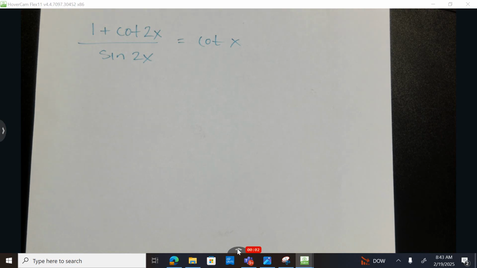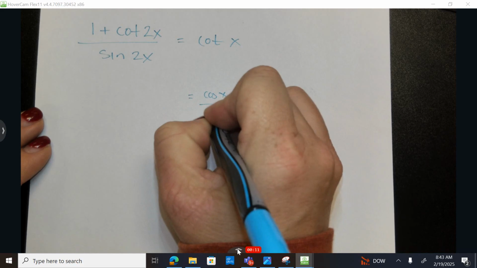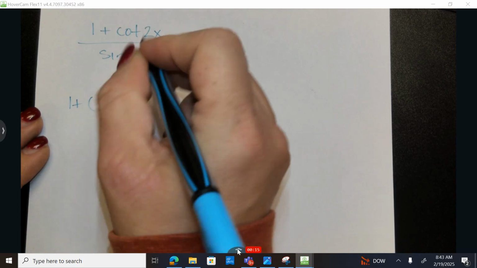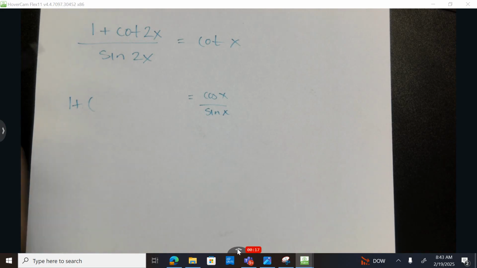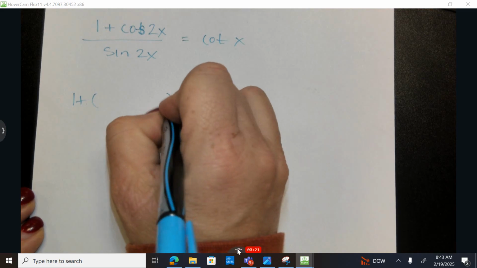Alright, so we're going to use that formula sheet you were provided today. And we'll start by just going over what we know. We know cotangent is the same as cosine of x over sine of x. I'm going to come back to this top one, and I believe I wrote this down wrong. This should have been cosine, excuse me. This should have been cosine of 2x.